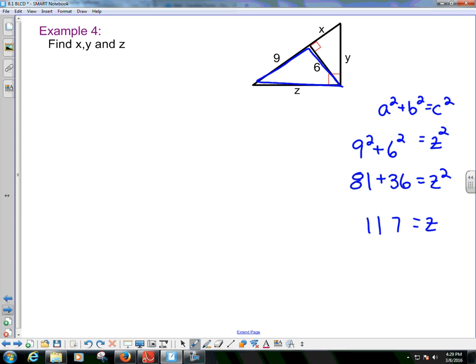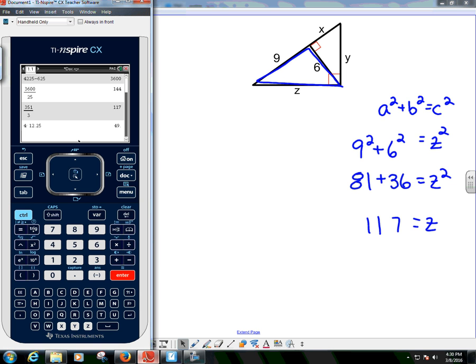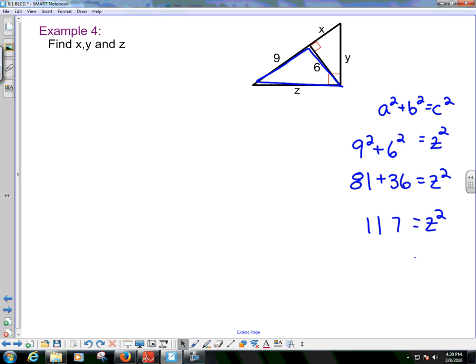Well, in that warm-up, we ended up having 117 as one of our numbers. And I remembered that 117 is divisible by 3 twice. So I'm going to come over to my calculator and say, all right, 117 divided by 9 gives me 13. Whoops, this should be squared. So z squared equals 13 times 9. I'm going to take the square root of both sides.